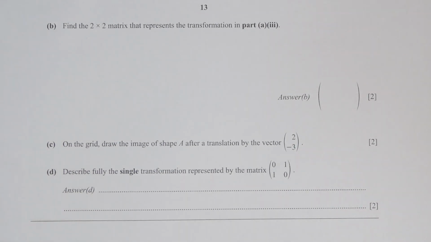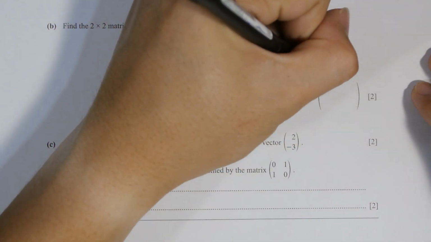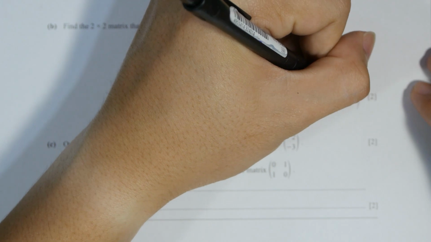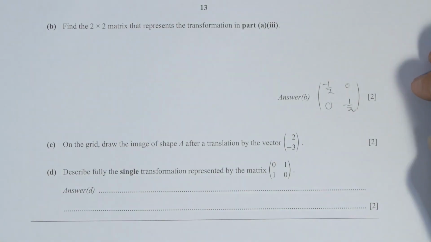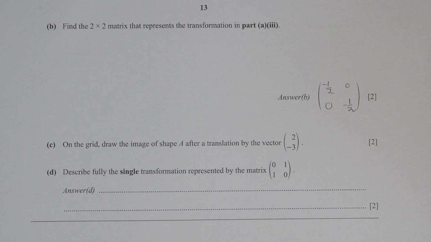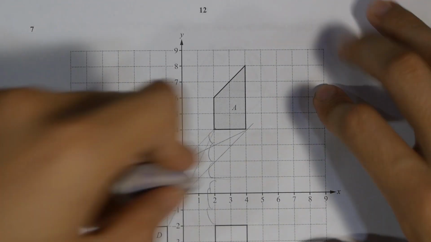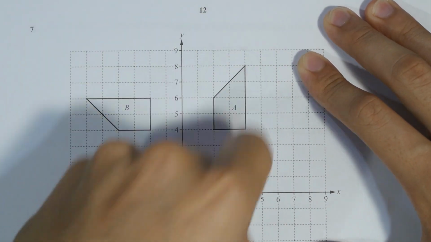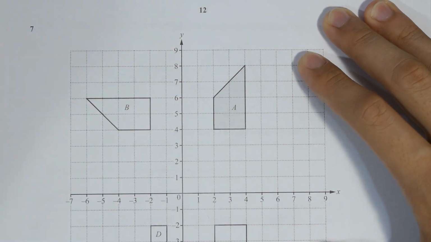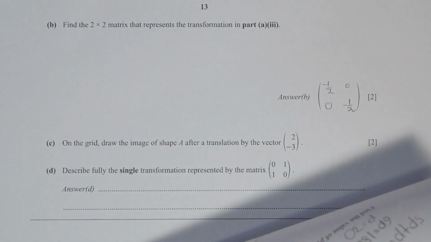Whereby for part B, find the 2 times 2 matrix to represent the transformation in part A number 3. So this one will be -1/2, 0, 0, -1/2. For question C on the grid, draw the translation with 2, -3. So actually do it over there, you can just refer to my drawings.